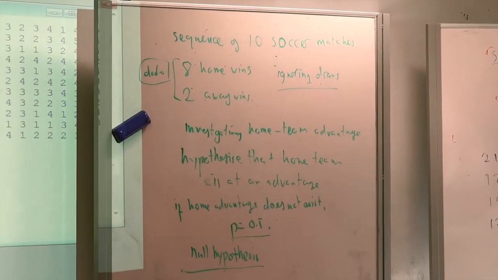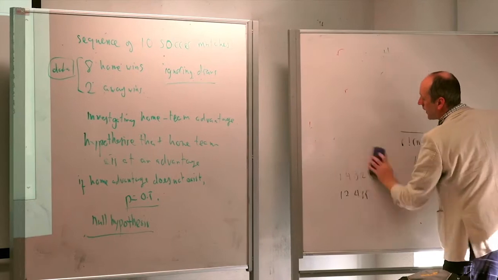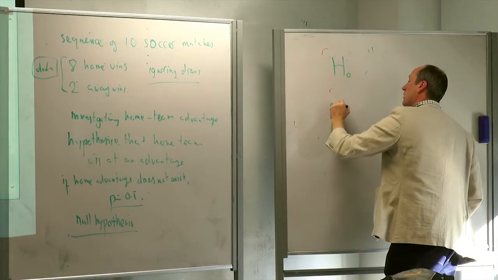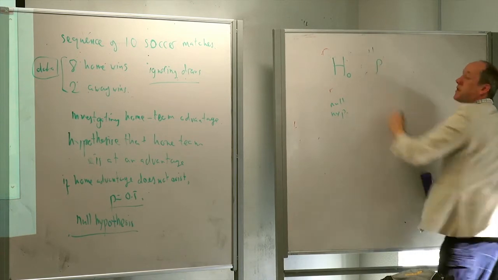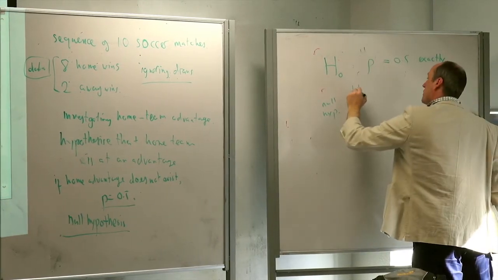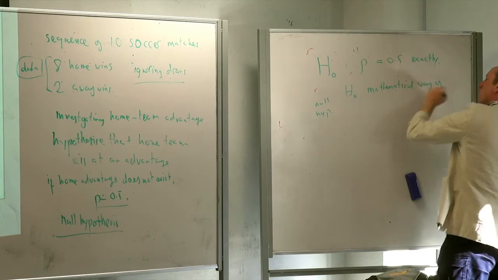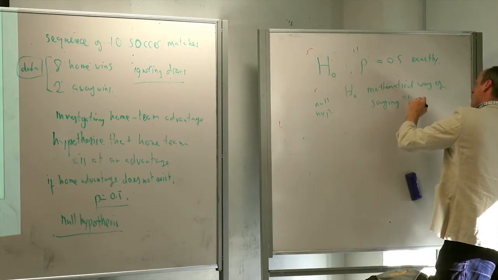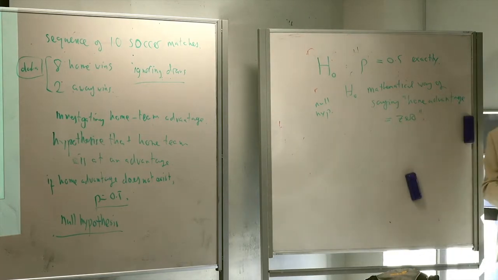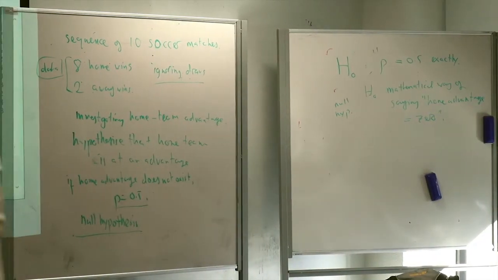And as I was chatting to a few of you yesterday, we're going to need some revision on this. So we set out a null hypothesis that there is no such thing as home advantage, or that home advantage doesn't exist. So you normally write it down H0, that's your null hypothesis, which says that the probability of a home win equals 0.5 exactly. H0 is just a mathematical way of saying home advantage equals 0. Because it's 50-50. If this is true, you really have got a 50-50 probability of home winning.